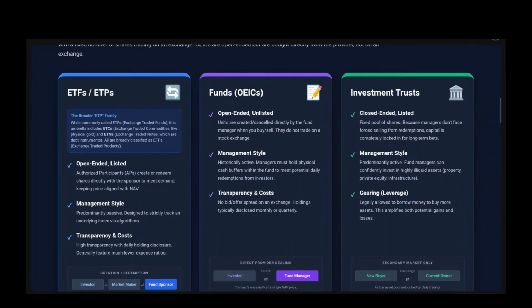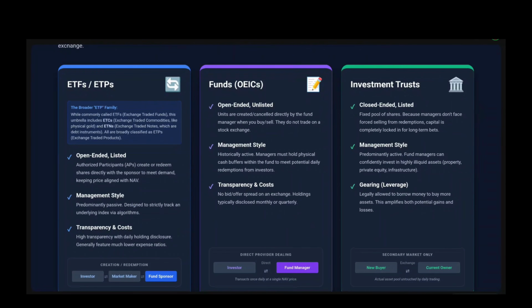So let's break out each of these, ETFs and ETPs. I want to explain ETPs first because I don't know how many people know about this, so I think it's important for me to cover. While commonly called ETFs, exchange traded funds, this is an umbrella. It includes ETCs, exchange traded commodities like physical gold, and ETNs, exchange traded notes, which are debt instruments, and they're all broadly classified as ETPs, or exchange traded products.